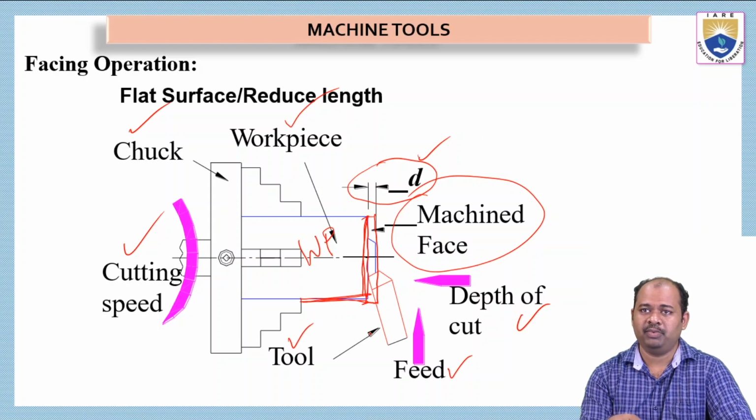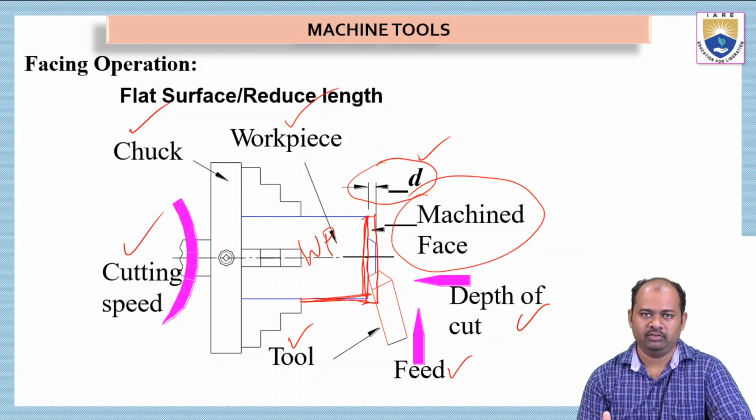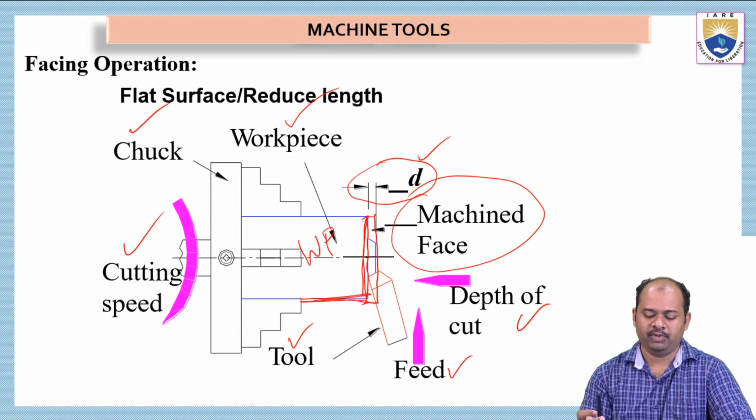But the facing operation particularly is done to reduce the length, by keeping the diameter constant. We do not change the diameter of the workpiece. We only change the length of the workpiece by doing this facing operation. So this is how the facing operation is done.